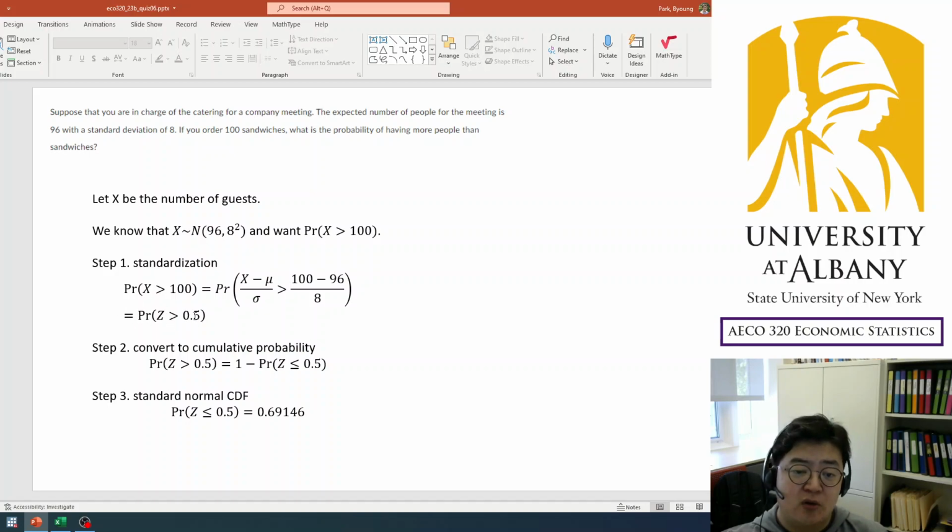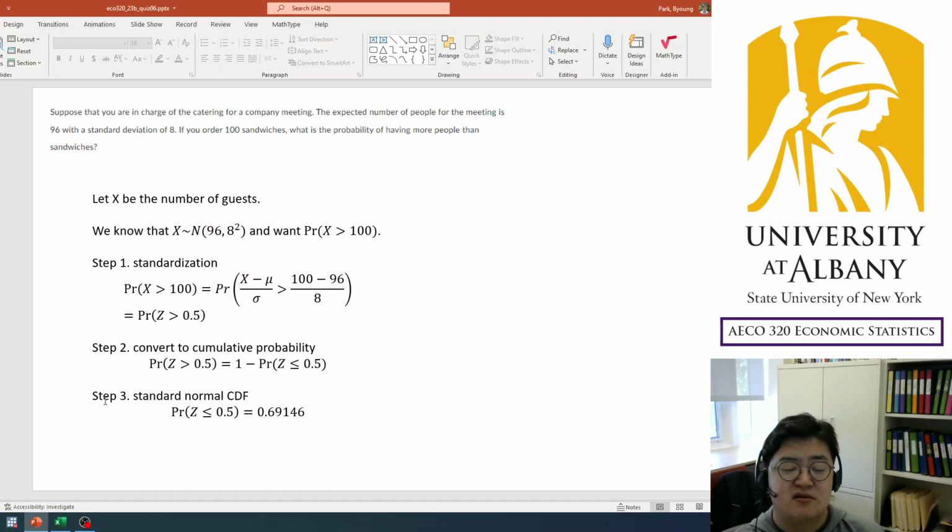Then step 2: this probability is about the standard normal distribution, but it is not a cumulative probability. What we need is a cumulative probability of this form. The probability greater than 0.5 is not available in Excel, but what you can obtain is the probability smaller than 0.5. So you have to take 1 minus that cumulative probability.